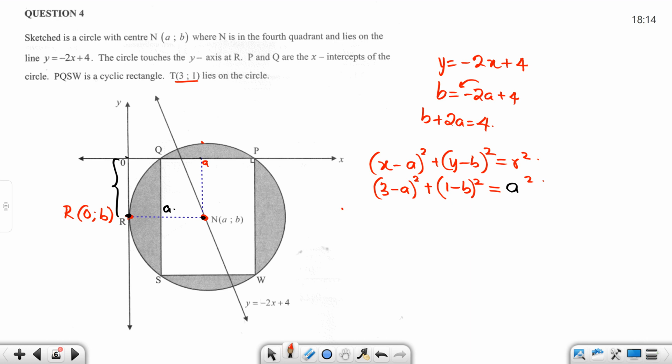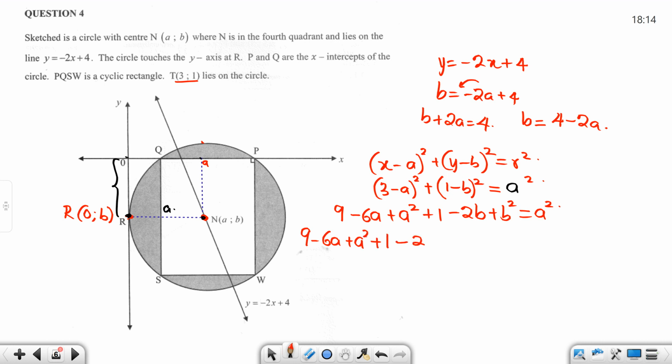What do we have? 9 plus A squared. What else? 1 minus 2B plus B squared equals to what? A squared. Now, from here, what do we know? B is equal to what? 4 minus 2A. Still a long one. What do we have? 9 minus 6A plus A squared plus 1 minus 2. What is our B? 4 minus 2A. Are we fine? Plus 4 minus 2A squared.